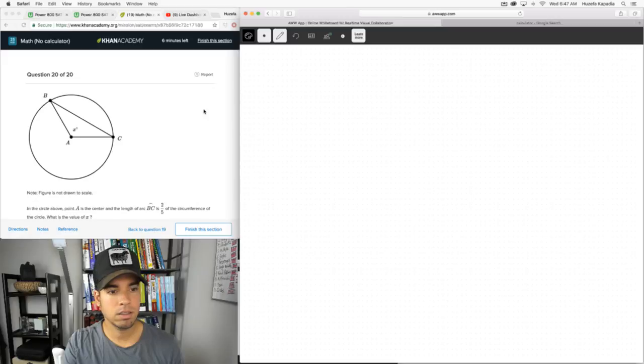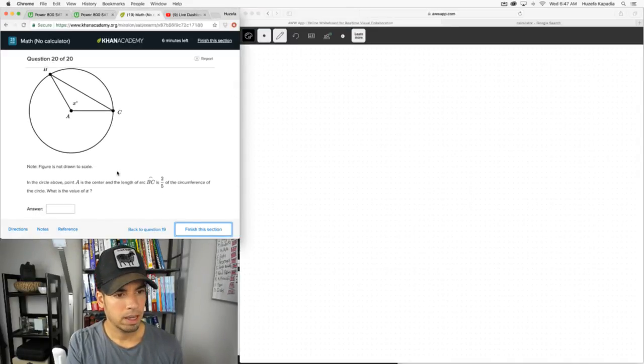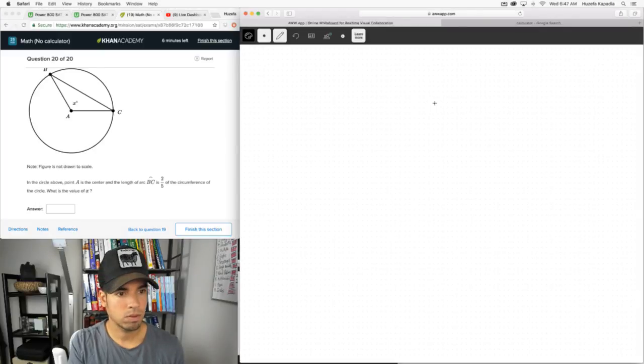And last, we got this guy. I love these problems. In the circle, point A is the center, and arc BC is 2/5 of the circumference of the circle. What is the value of x? So look, if it's 2/5, this is actually not too bad. We always know that then that's proportionate to x over 360. BC from here to here is 2/5. Therefore, this must be 2/5 of the total 360.